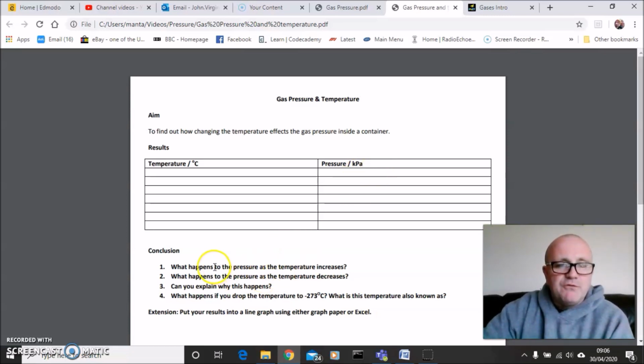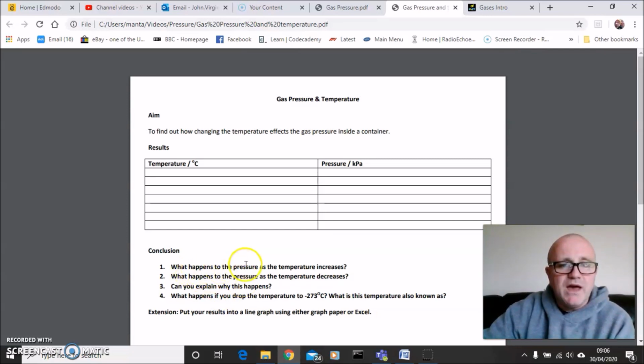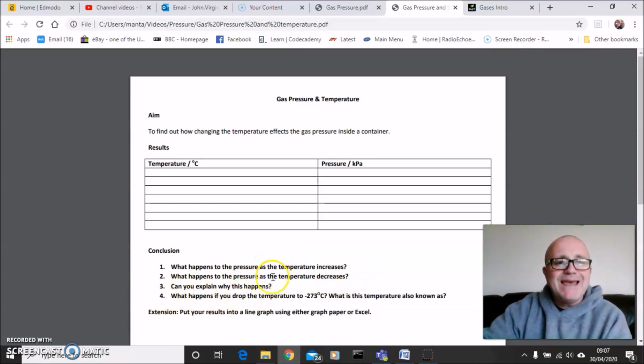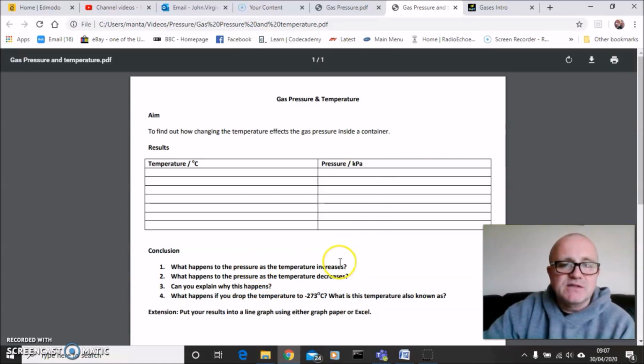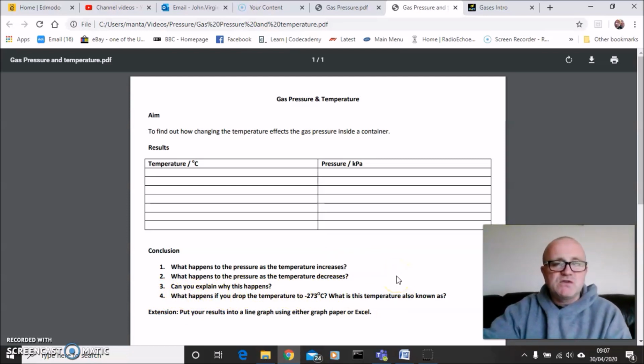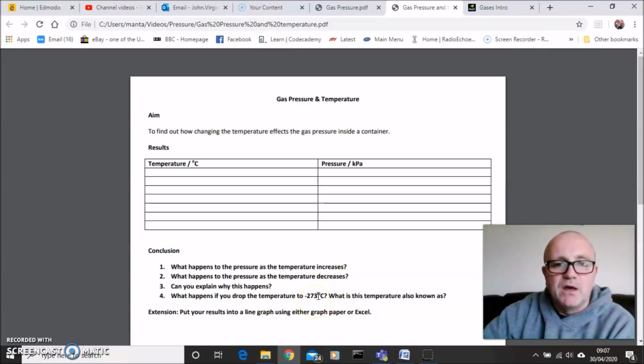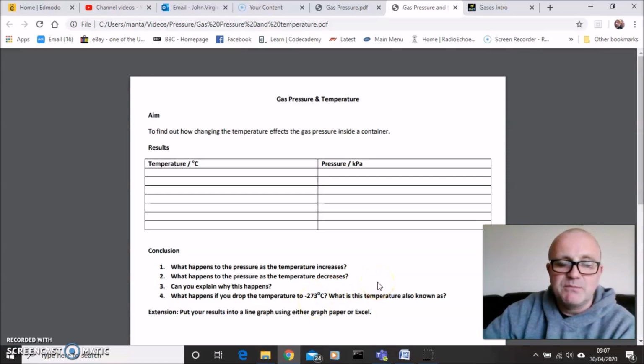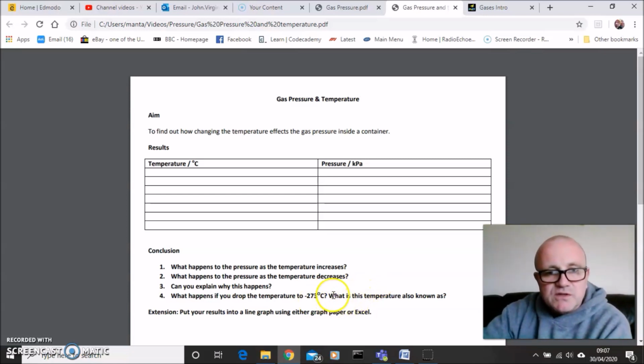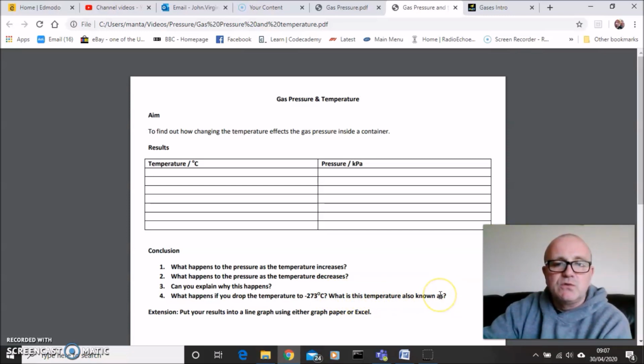There are four things that I would like you to consider in today's experiment. What happens to the pressure as the temperature increases? What happens to the pressure as the temperature decreases? Can you explain why those things happen? You're going to need to think about what you learnt from the last experiment to help you with that one. This fourth one: what happens if you drop the temperature to minus 273 degrees Celsius? That's a very special temperature in science. It's actually minus 273.15. And also this question: what is this temperature also known as?